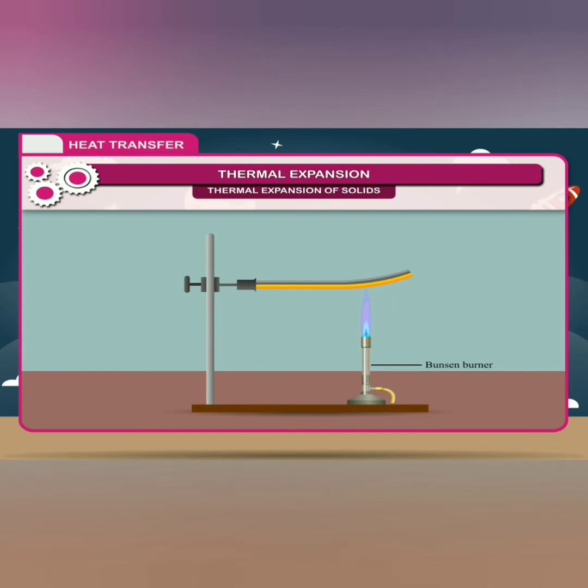It shows that the equal lengths of brass and iron were heated for the same time and through the same range of temperature. Still, the strip has bent, showing unequal expansion, that is, brass expands more than iron. This forces the strip to bend towards the iron side. I hope it's clear.